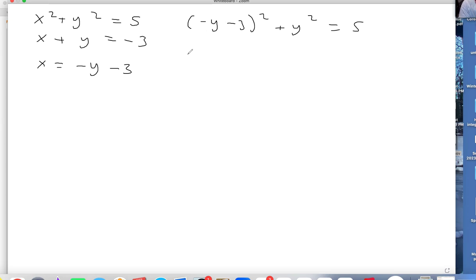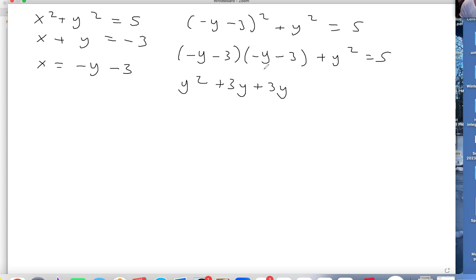And then this FOIL is tricky with all those signs, so let me write it out side by side so you can see where those positives end up coming from. Oops, except I said the word positive so that I wrote it as I do. Okay, and then plus y squared equals 5. Okay, so we got our y squared times y squared, or minus y times minus y makes positive y squared. On the outside, you see how there's those two negatives, so that's how that gets to be a positive 3y, and then the same thing on the inside. And then a positive 9. And plus y squared equals 5.